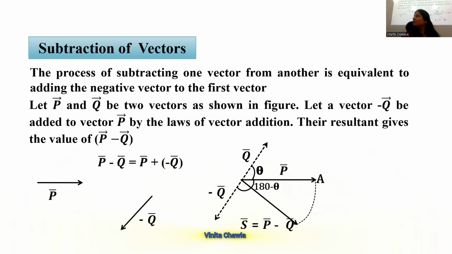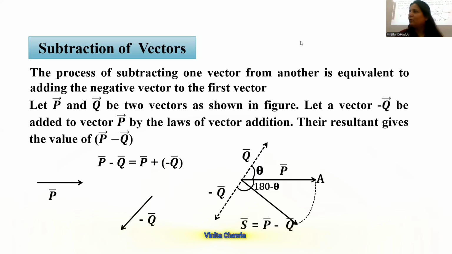So here we have applied the same parallelogram law of vector addition, and it says that if two vectors are the adjacent sides of a parallelogram, then the resultant of both the vectors is represented by the diagonal of the parallelogram. Here this vector S represents the diagonal, and the diagonal of the parallelogram is the resultant vector. So with vector P and vector minus Q, vector S would be P minus Q. So the vector will come like this. Any doubt in this?